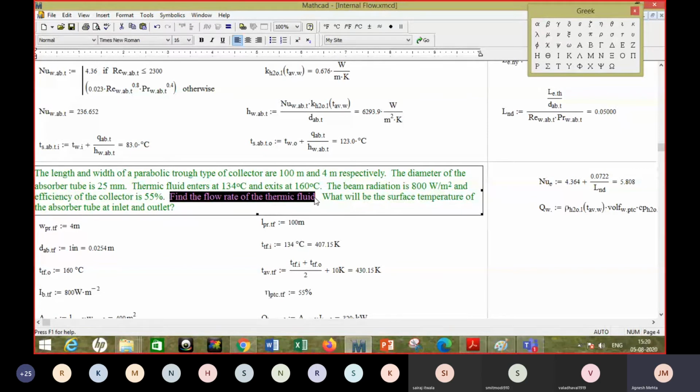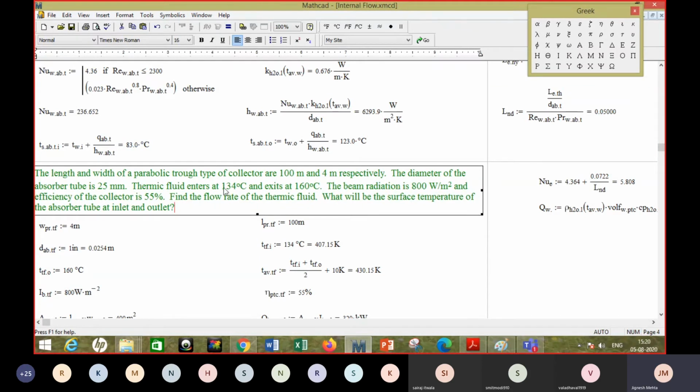So this part is actually very simple. It's just an energy balance. That is, how much energy is available, and you want to produce this much delta T. So how much will be the mass flow rate or volume flow rate? That is what you can calculate. The second part actually involves the knowledge of heat transfer. What will be the surface temperature of the absorber tube at inlet and outlet?